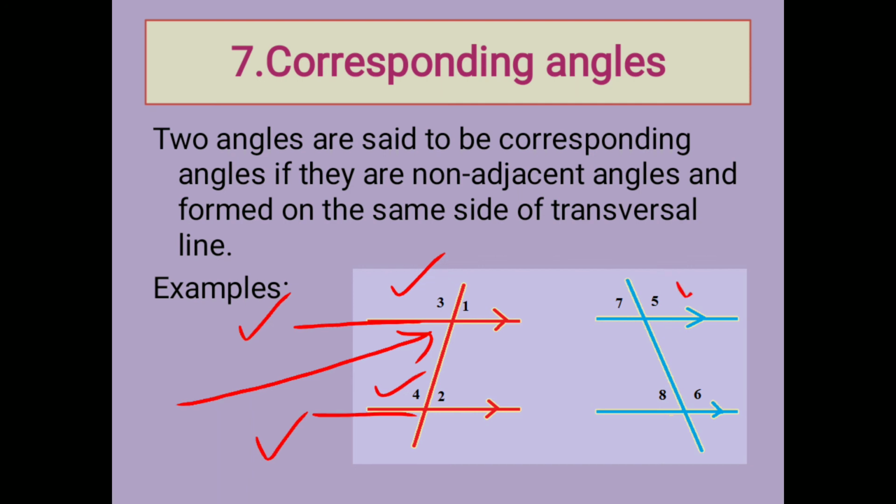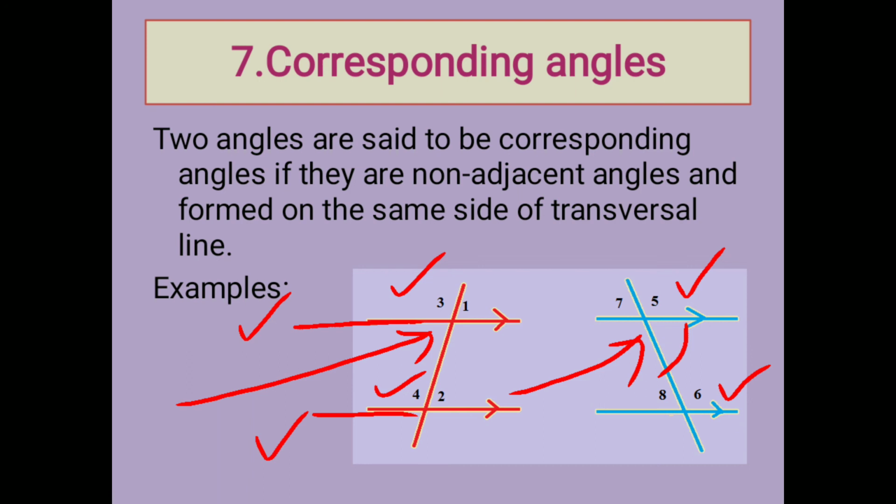You can see 5 and 6. Between these two angles, one of the angles here has been skipped. So 5 and 6 are corresponding angles. Similarly, it is the case in 7 and 8 also. There is one angle that we have skipped. So while writing the corresponding angles, one of the angles in between any two angles must be skipped.